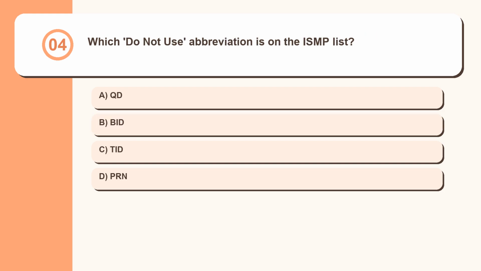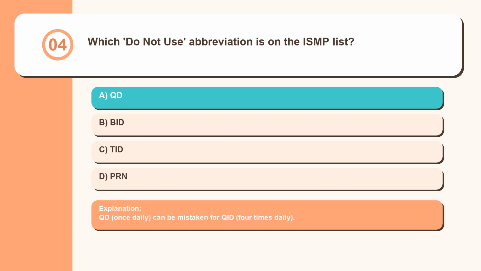Question 4. Which do-not-use abbreviation is on the ISMP list? QD, BID, TID, PRN. QD, once daily, can be mistaken for QID, 4 times daily.